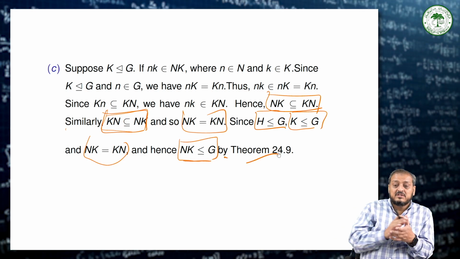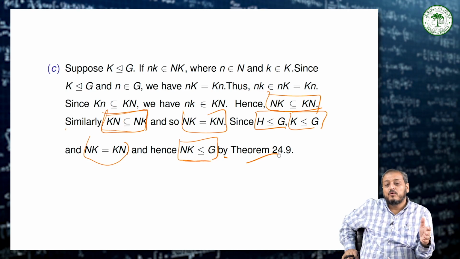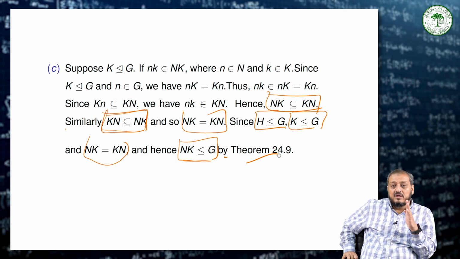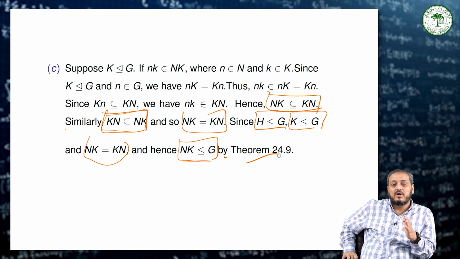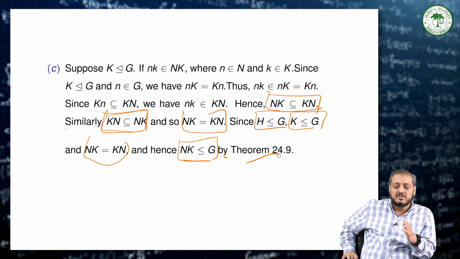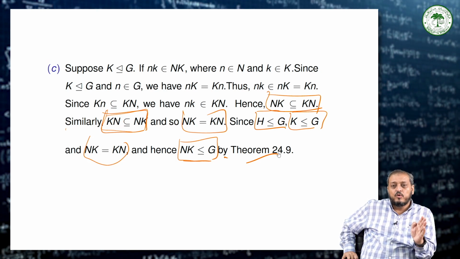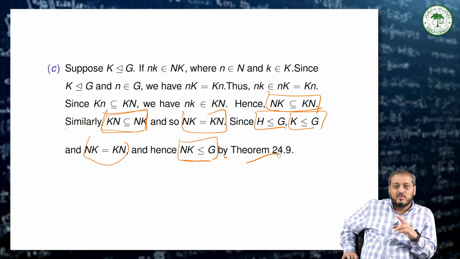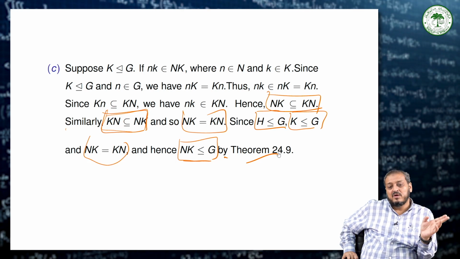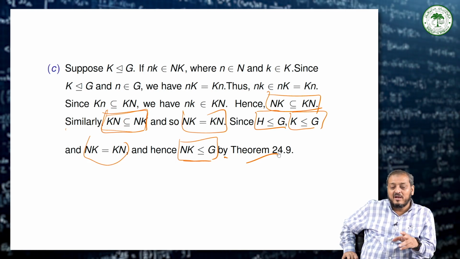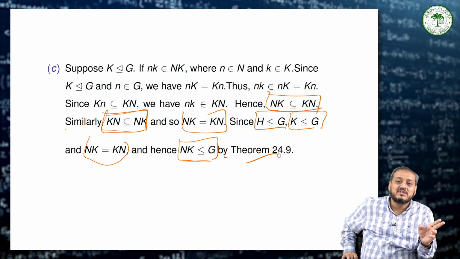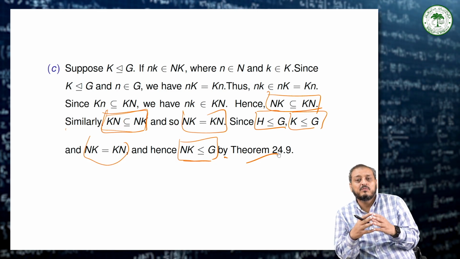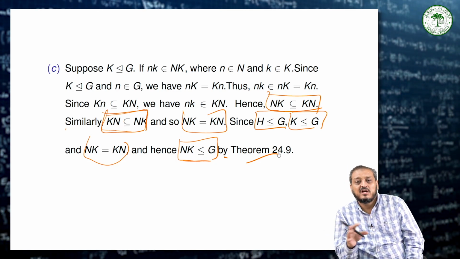We just have to prove the theorem: if H is a subgroup of G and K is a subgroup of G, then HK is a subgroup if and only if HK is equal to KH. So here NK is equal to KN. It means by that theorem that if we have two subgroups, the product of these two subgroups is a subgroup only when HK is equal to KH.